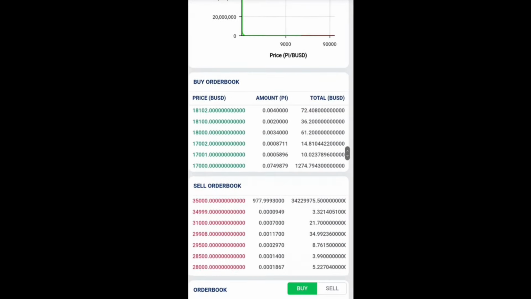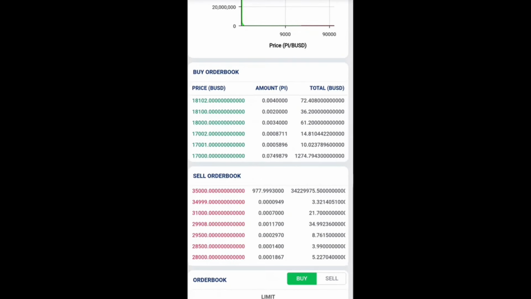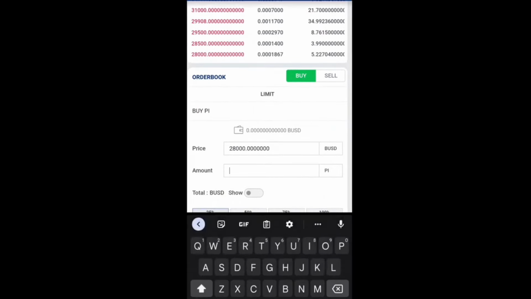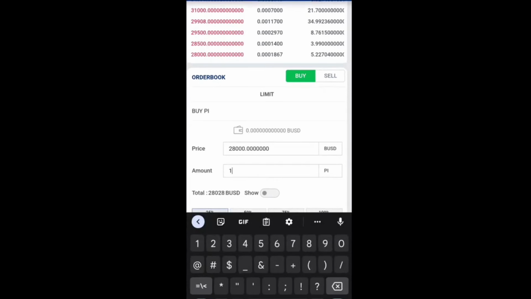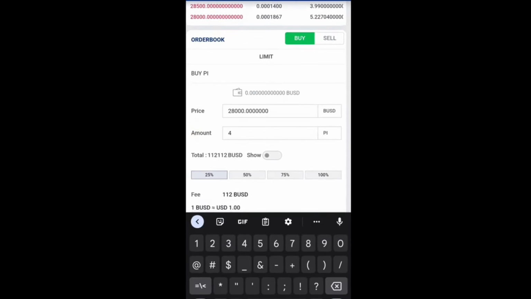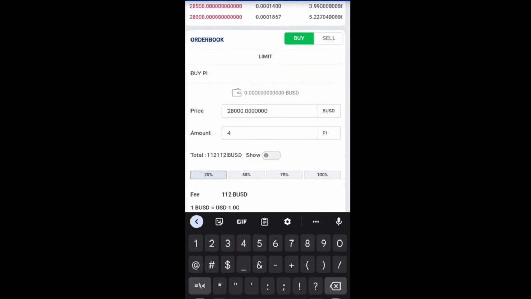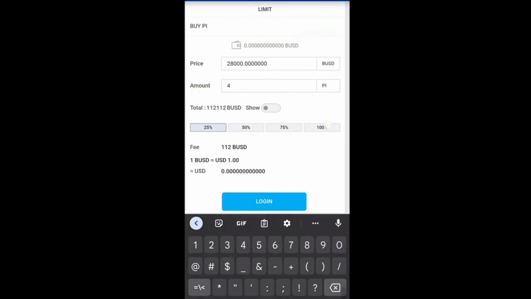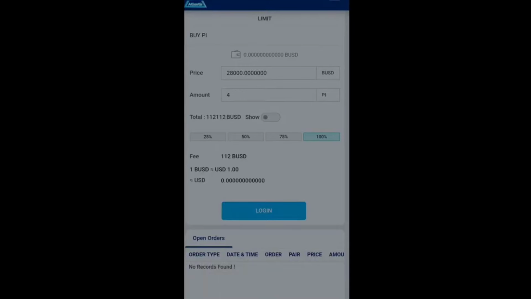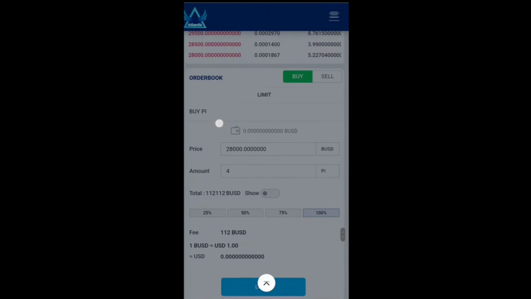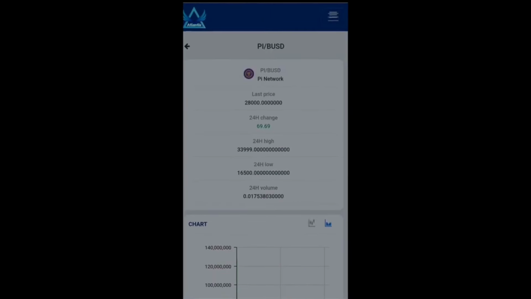and you have seen the graph of the 1 Pi coin value and then the price of order book and the sale of the book. You can also convert the amount that you have, how much Pi coin you have. If you have 4 Pi coin, then the value will be 1,12,112 and if you want to sell 100%, so then the value will be shown. But for this you can join, login and sign up in the Atlantis exchange.